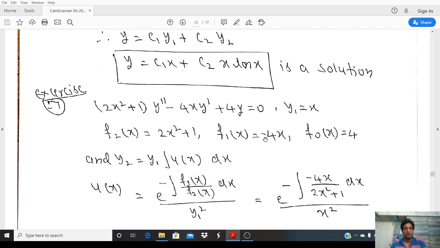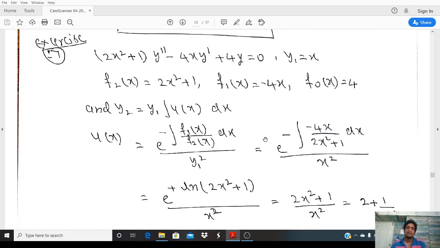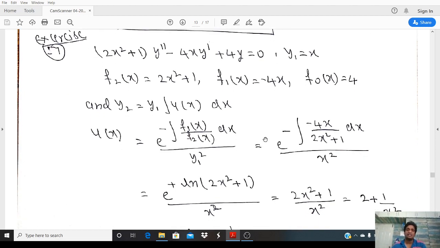Now here is one more problem using reduction of order. This is slightly different from the first one.